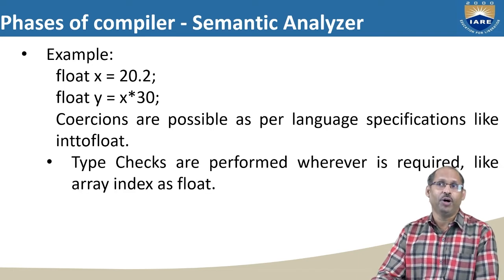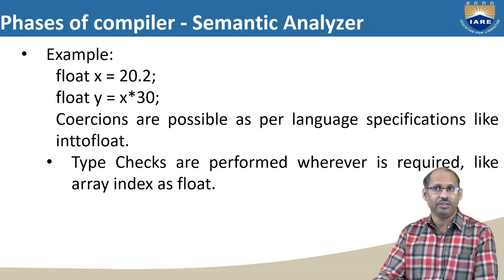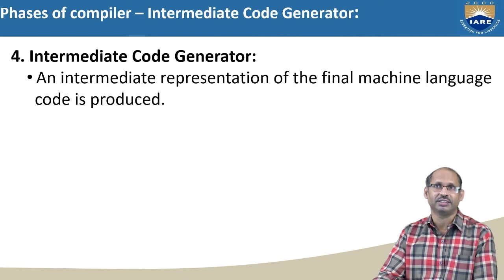Type checks are performed whenever required, like an array index as float. An array index always must be an integer. If it is a float variable, it will be converted to integer. Otherwise, it will generate the error messages.